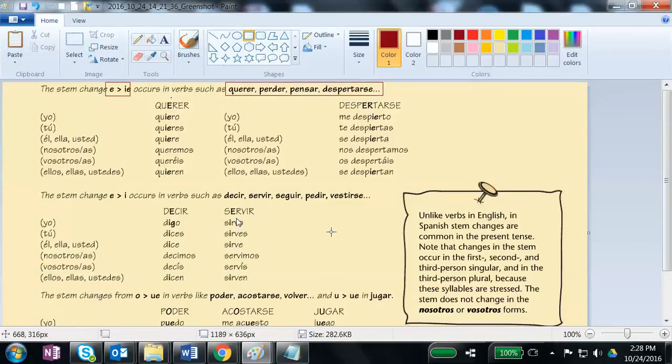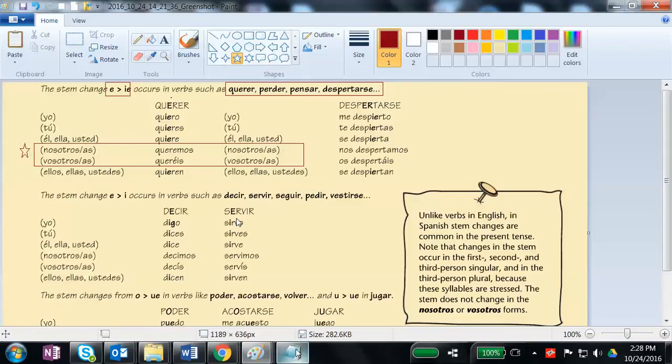Okay, so this first set that we have are E to IE, so querer, perder, pensar, and despertar, all of these work like tener. And when you have a verb that's a stem changer, that means that its stem is going to have a change everywhere but nosotros and vosotros. Those are the only places where it keeps its original stem. Okay.